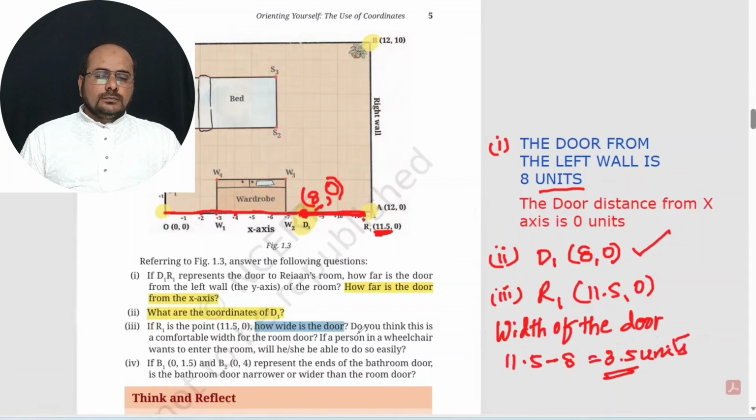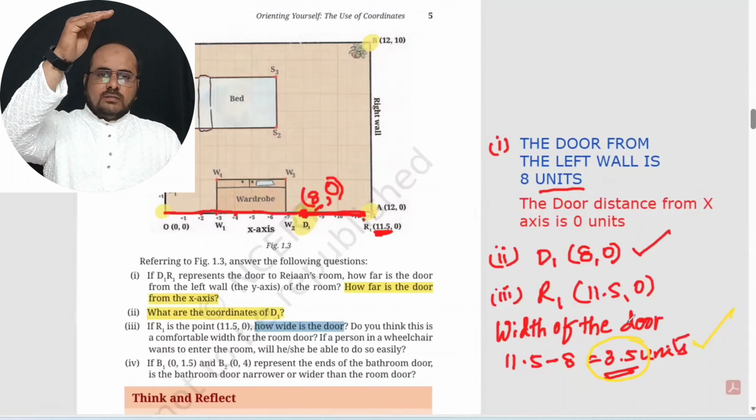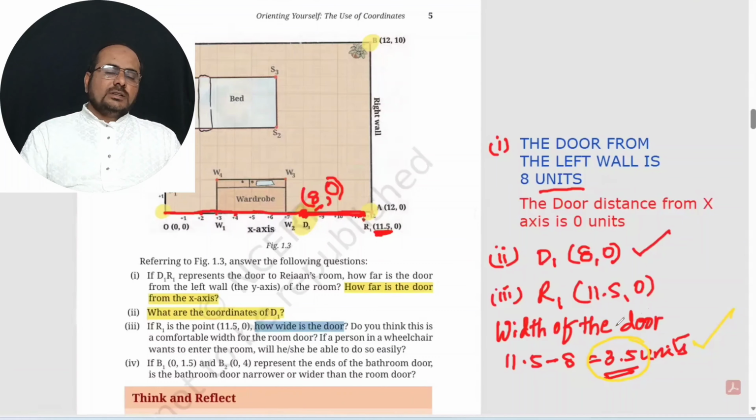Now come to the point. Do you think this is a comfortable width for the room door? This is a very interesting question: is this the comfortable width or not? That we need to find. 3.5. So this is a sixth sense question, because a child has to know the general length and width of a door. Engineers construct for 99% of cases with the height taken as 7 feet and the width taken as 3 feet.